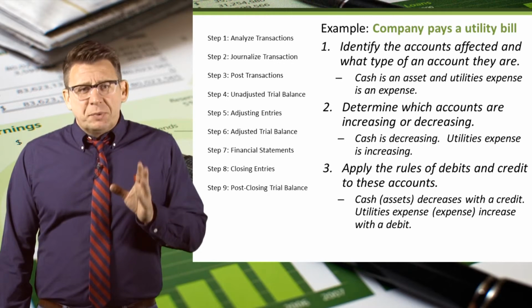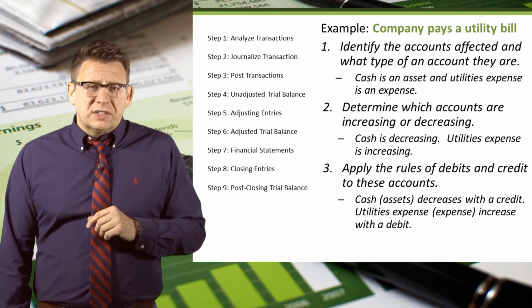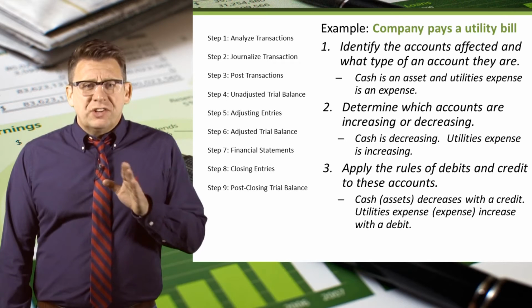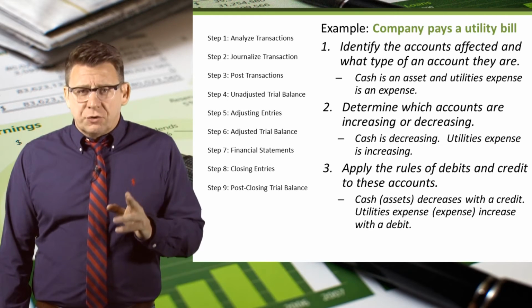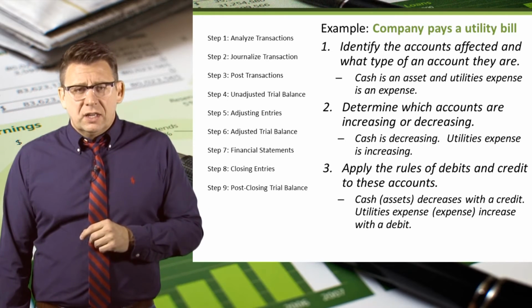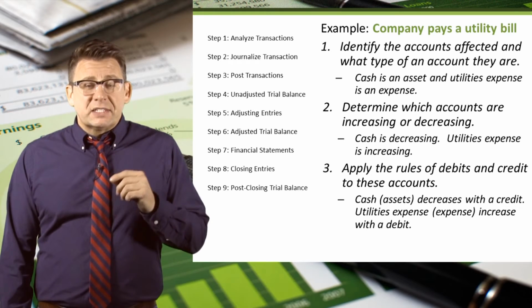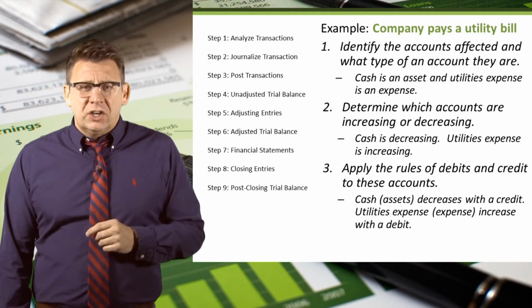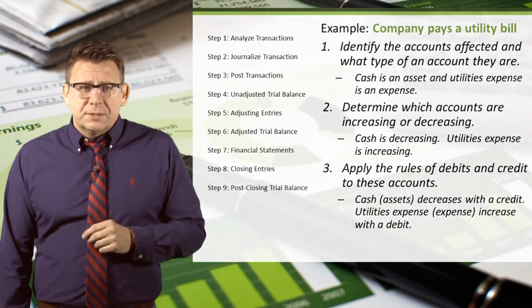Part three is apply the rules of debits and credits to these accounts. Cash is an asset, and assets are decreased with a credit. Utility expense is an expense, and expenses are increased with debits.